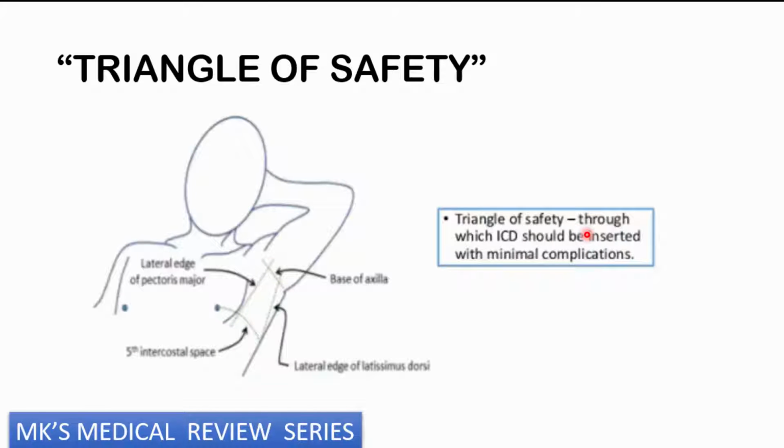Now, there is this teaching that emphasizes the triangle of safety. You have your demarcations: the anterior border of this triangle is made up by the lateral edge of the pectoralis major. The posterior border is made up by the lateral edge of the latissimus dorsi muscle, and of course the border of the fifth rib, or rather the fifth intercostal space. So insertion of an ICD through this triangle of safety ensures that you can insert the ICD with minimal complications, but ideally it should be placed in the fifth intercostal space, mid-axillary line.